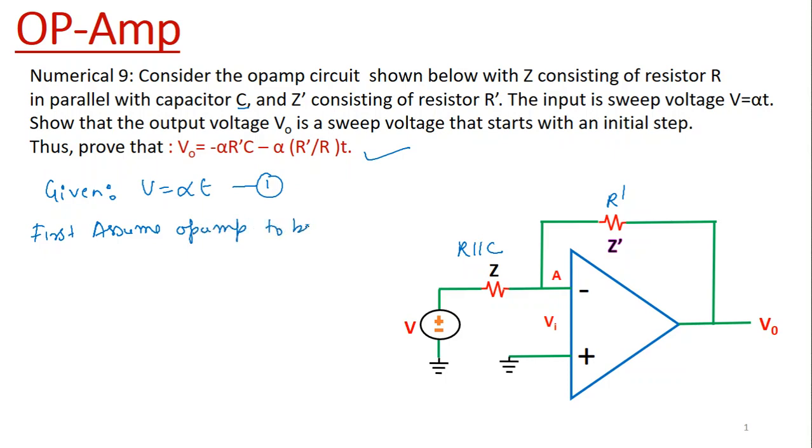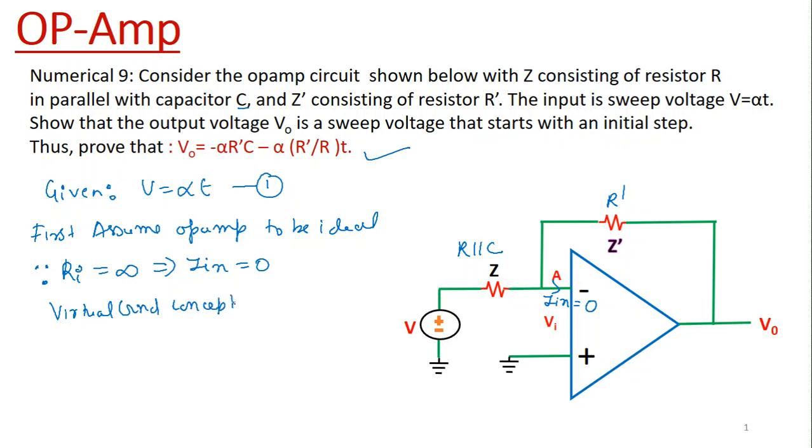op-amp to be ideal. So if we assume op-amp to be ideal, then we know that in ideal op-amp the input resistance is infinite. So since input resistance is infinite, the input current flowing through the input resistance will be equal to 0. So the input current into the terminals of the operational amplifier will be equal to 0 here. Now one more concept is there in the ideal operational amplifier, that is called the virtual ground concept.